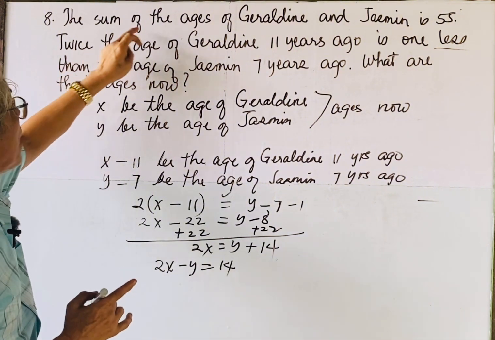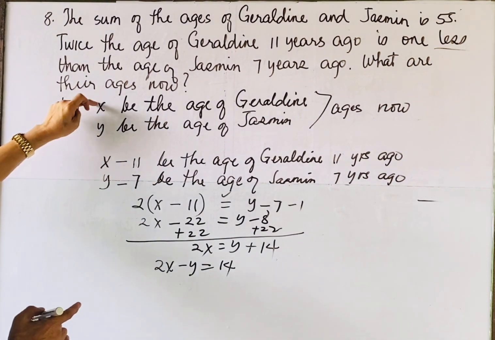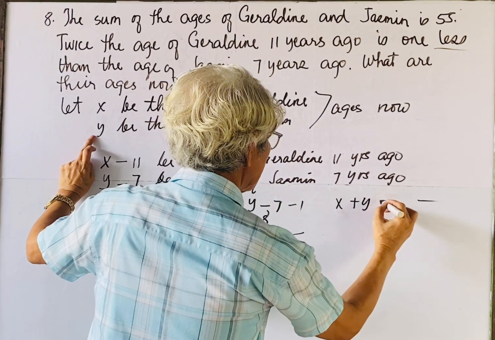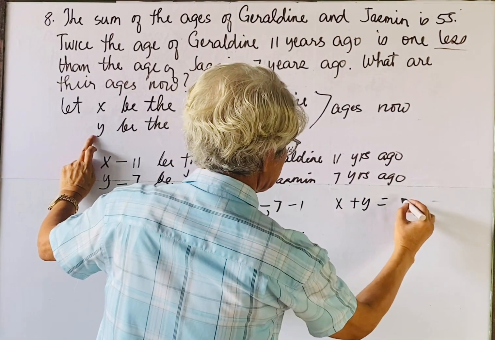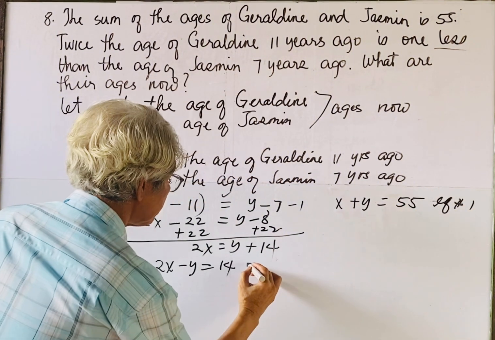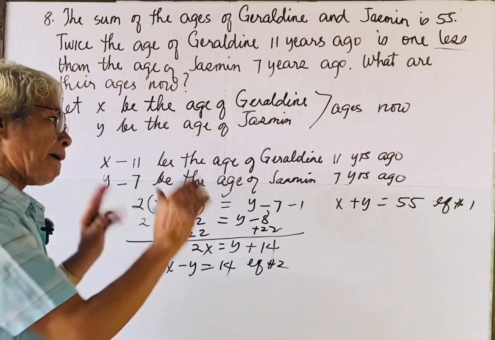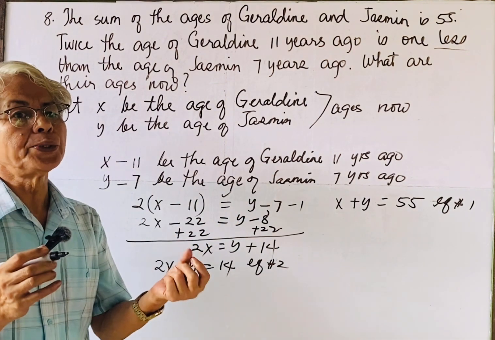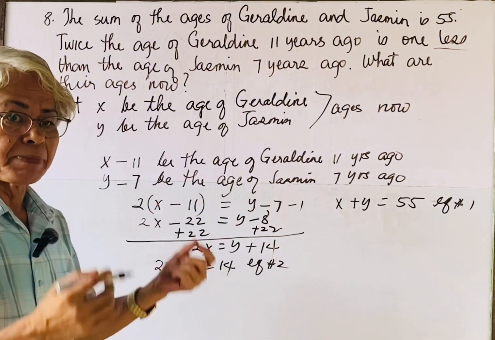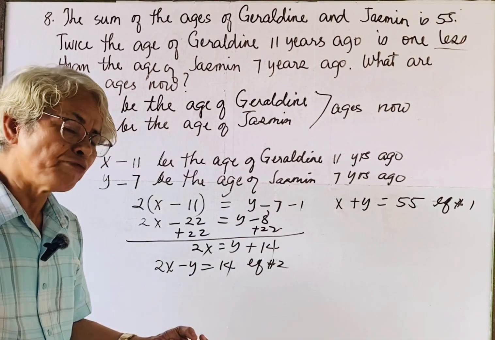Anong sabi doon? The sum of the ages of Geraldine and Jasmine is 55. Eto yon. Pag daw pinagsama natin ito, okay, that is x plus y equals 55. This is our equation number 1, and this will be our equation number 2. Ayun na. And then, pagsasamahin natin, we will solve the system of linear equation. Okay, system because we have now two different linear equation having two variables.